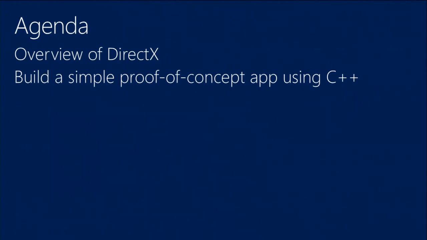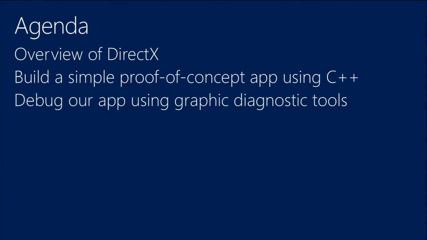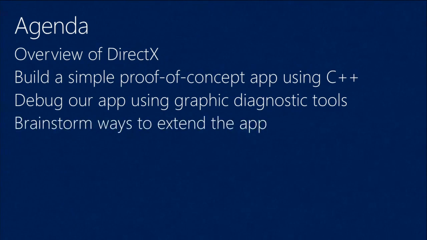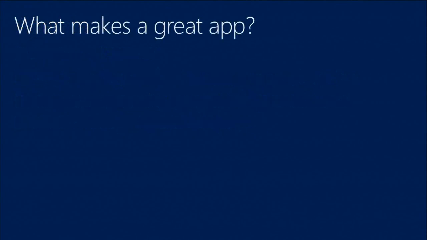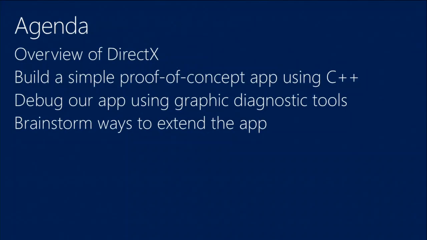So we're going to take a look at an overview of DirectX, and then we're going to build a simple proof of concept app using C++. Then we're going to debug it with the graphics tools, and then brainstorm ways to extend the app. And what's interesting about this app is it's a simulation, and we've structured it in a way that you can go out to some of our websites, including our blog and Channel 9, and find supplemental information on how to extend that application.